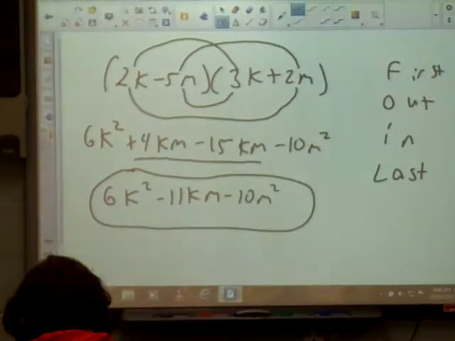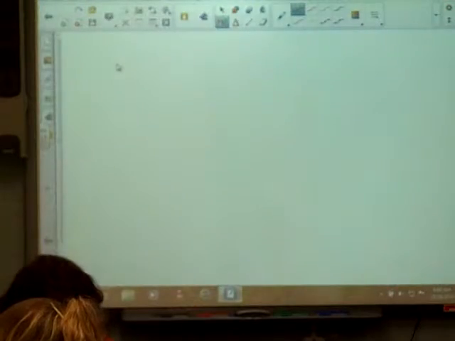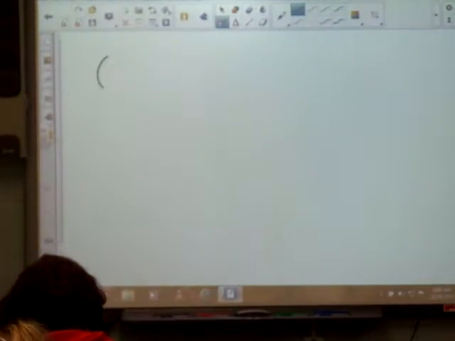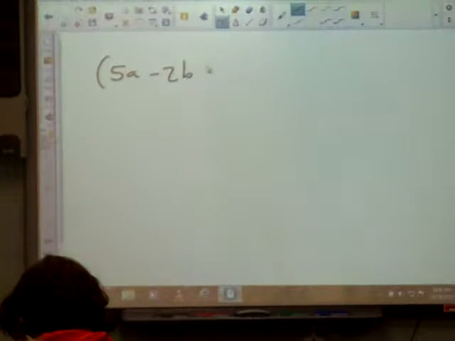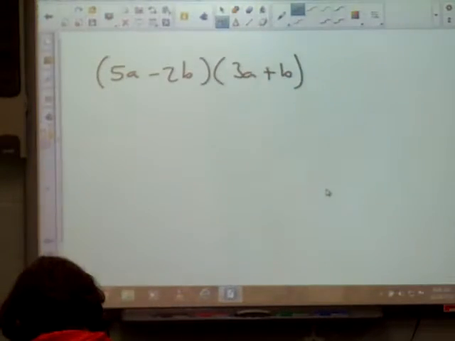Alright, I'm going to give you another FOIL to try, and then I'm going to show you a new way you can do it if you like. If I had 5a minus 2b times 3a plus b. Alright, go ahead and multiply those. And then I'm going to show you a different way in case you like a different way better.